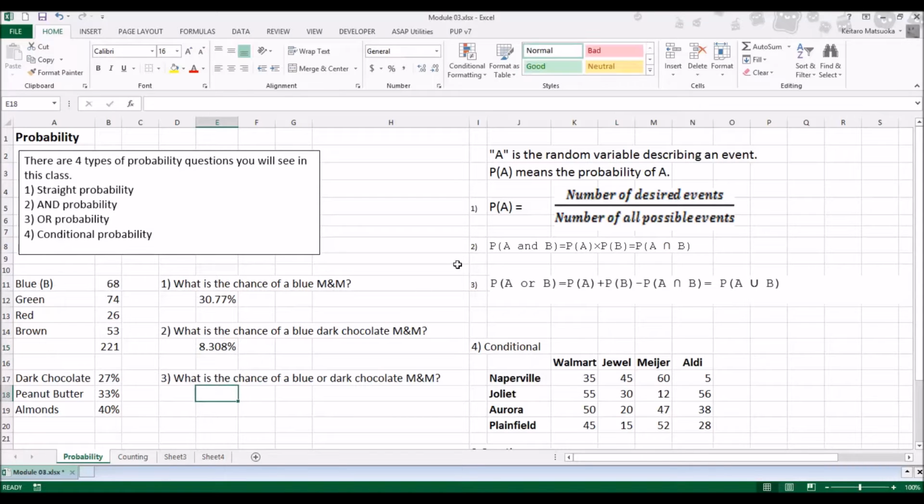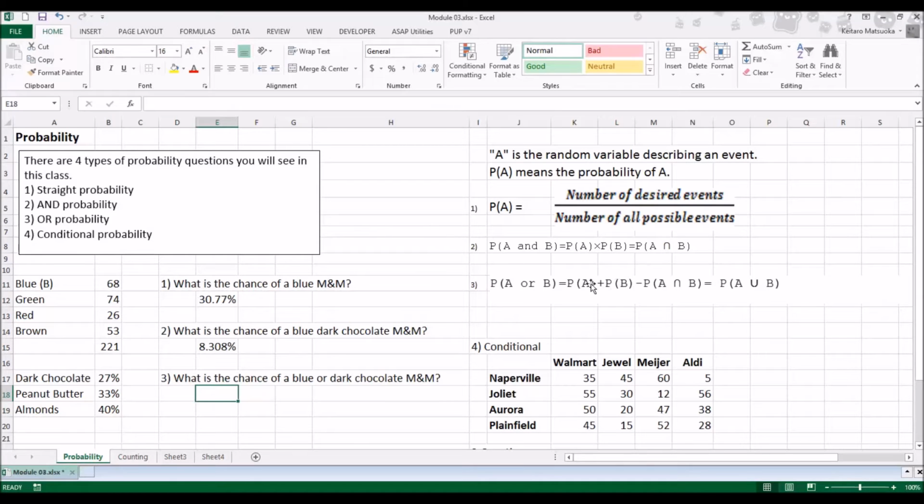Okay. So the next one is the or probability. And this is fairly easy because you see the word or in there. If you see the or in the probability question, that typically means it's an or probability question. So the formula for that is over here. P of A or B is equal to P of A plus P of B minus P of A and B. And sometimes this whole thing is represented by P of A union B. This U-looking sign is a union. So if you see that symbol, that's an or probability.